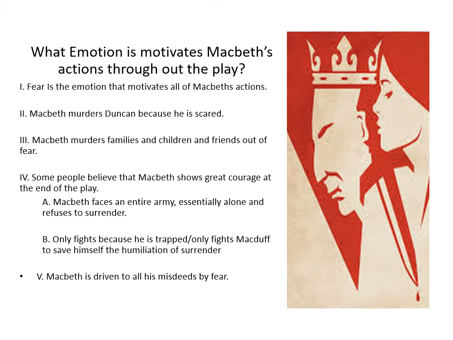For my next point, Macbeth murders families and children and friends out of fear. I just messed up that sentence, so let me try that again. Macbeth murders families and children and friends out of fear. There we go. So he kills whole families when he kills Macduff's family. He kills children when he kills Macduff's child. He tries to kill Fleance, Banquo's kid. He murders his best friend, Banquo, out of fear.